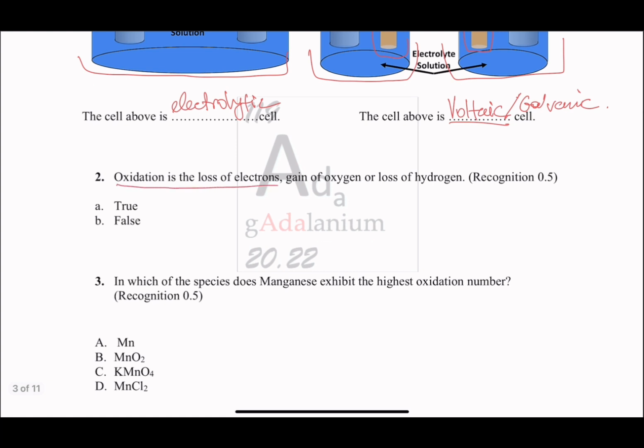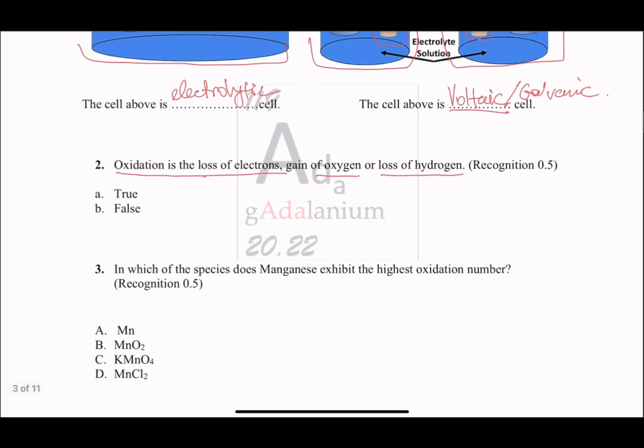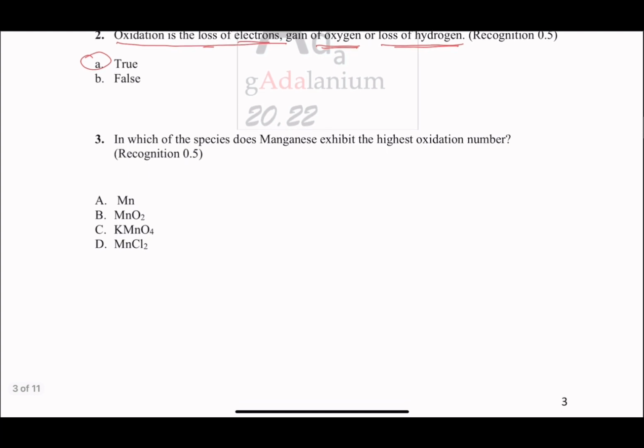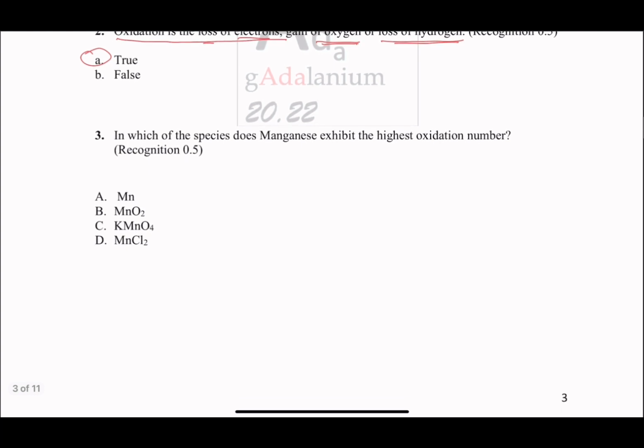Oxidation is loss of electrons and gain of oxygen or loss of hydrogen. We have covered this. Oxidation is loss of electrons, gain of oxygen or loss of hydrogen, which is why this is true. The third question: in which species does manganese exhibit the highest oxidation number? So I'm just going to work it together with you guys.